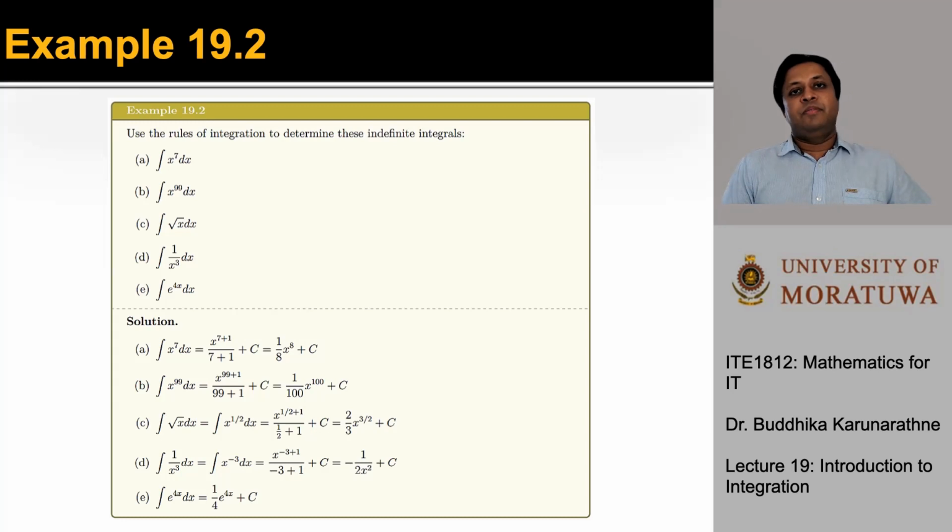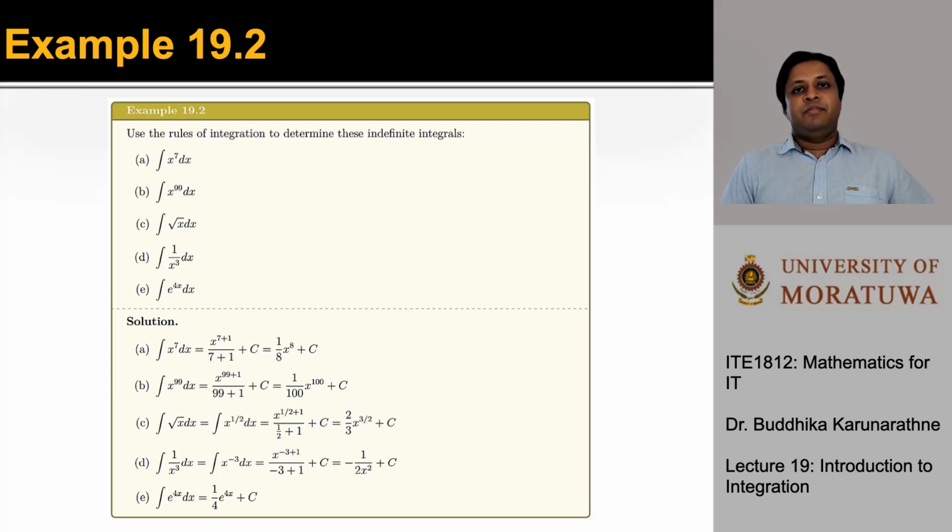And then you have another example, that is 1 over x cubed. So in other words, it is x to the power negative 3. Apply the same power rule. You have to have x to the power negative 3 plus 1, over negative 3 plus 1. So eventually it becomes negative 1 over 2 times x squared, plus c.